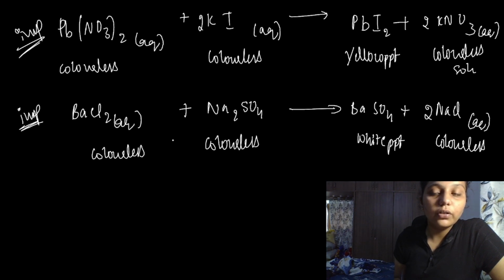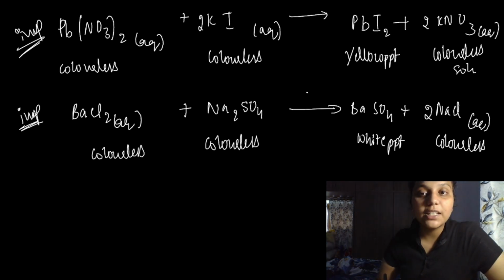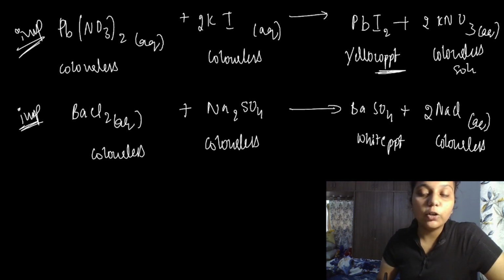One of the very interesting things in double displacement is that in every double displacement, we will get some precipitate as a result. So here we got a yellow precipitate, and here we got a white precipitate. These two equations are pretty important. You need to learn them. Fine. So let us discuss some of the very important questions, what and how they will ask.